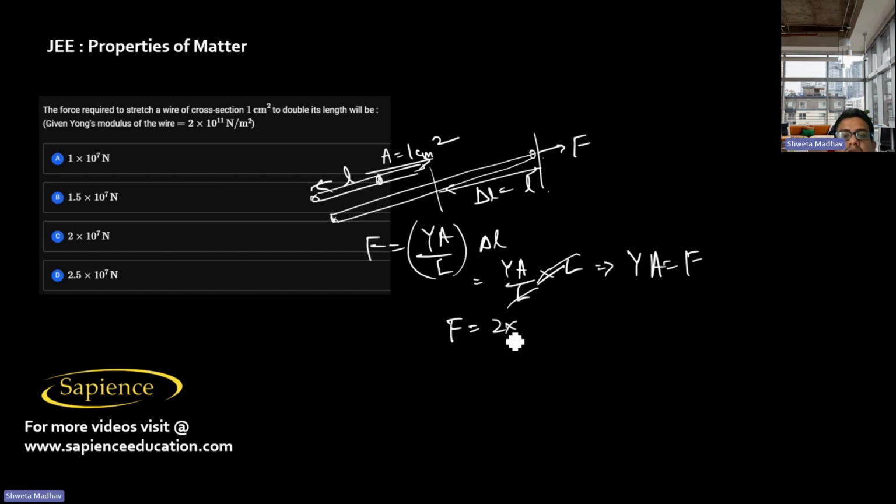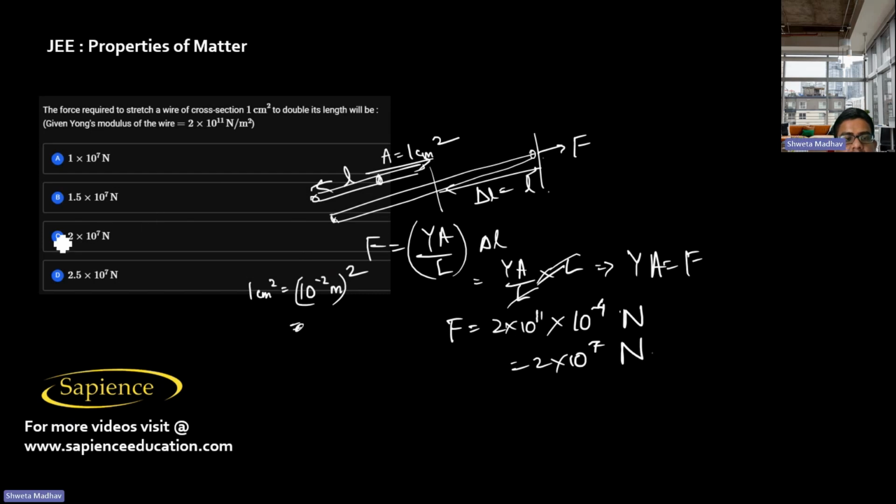So Y is 2 into 10 power 11 into A, that is 1 centimeter square, 10 power minus 2 meter whole square, so that is into 10 power minus 4. This will be 2 into 10 power 7 Newton. So option C is the correct answer.